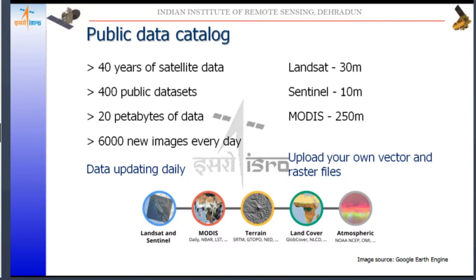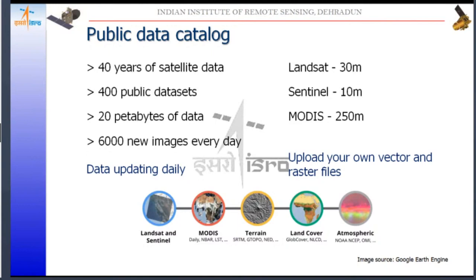The Earth Engine hosts data from the Landsat series at a 30-meter resolution. This includes both the top of atmosphere data and the surface reflectance data. It also hosts data from the Sentinel series, the SAR data from Sentinel-1, and the multispectral instrument data from Sentinel-2. It also hosts data from the MODIS series. Other than this satellite imagery, there are several geophysical datasets available on the Google Earth Engine, including atmospheric data, land cover data, terrain data, and sea surface data.